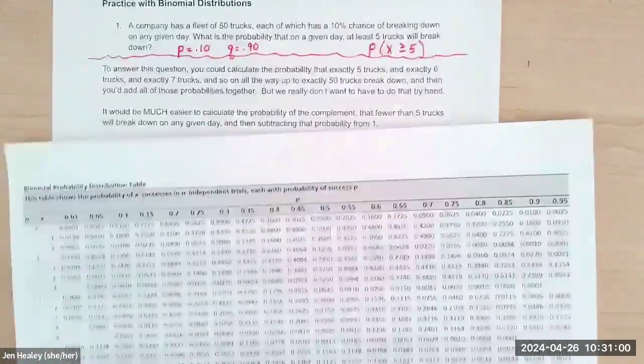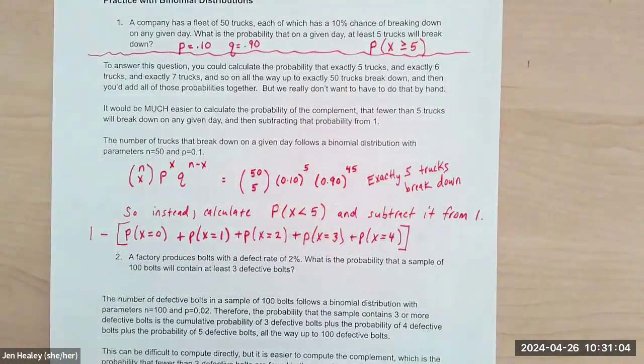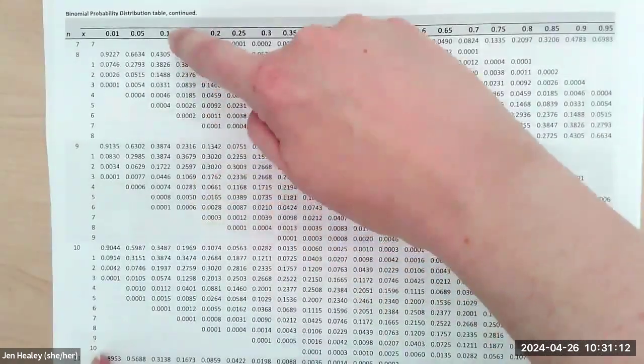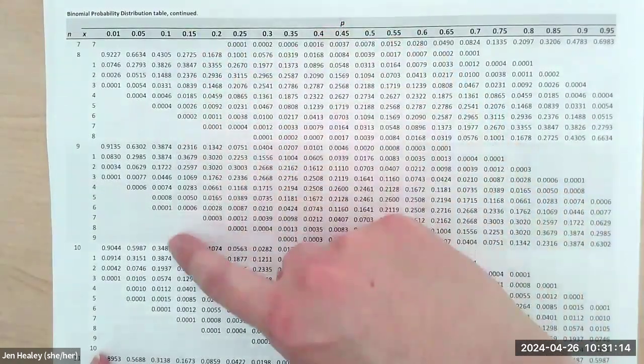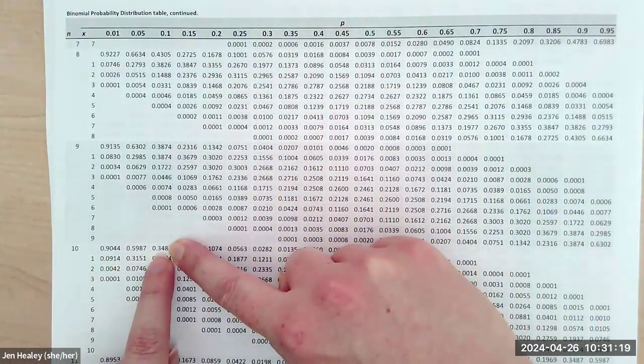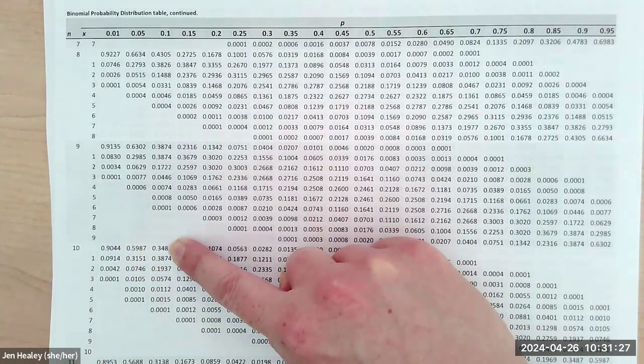So I'm not on the right page. I would have to go to the next page. The chart I have only goes up to 20. So we can't do 50, but I can do 10. So then we would go down to 10. I'd stay underneath the 0.1. And then off to the side on the 10, this would be the probability that 0 trucks broke down. This would be the probability that 1 truck broke down. This would be the probability that 2 trucks broke down. And we would add all those things up.